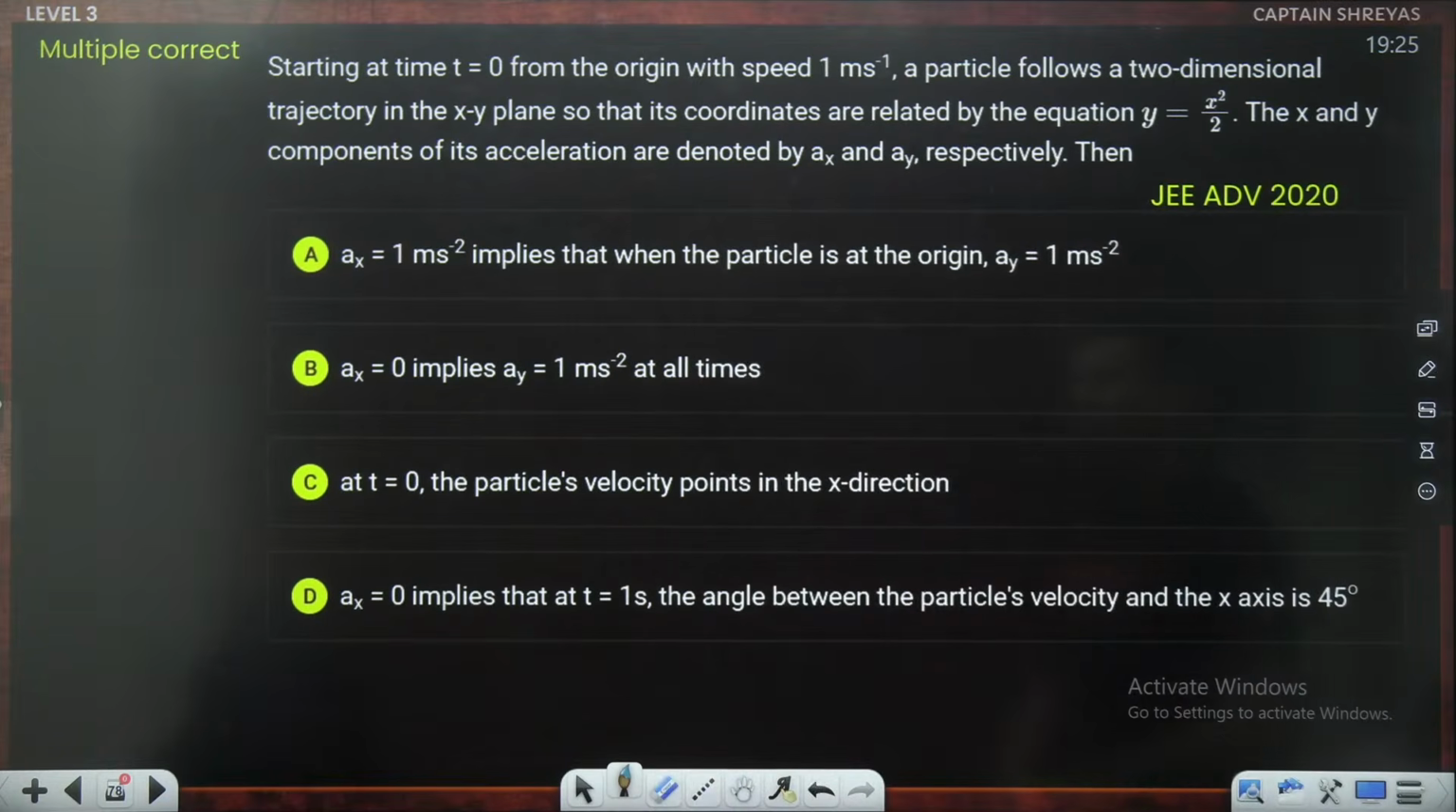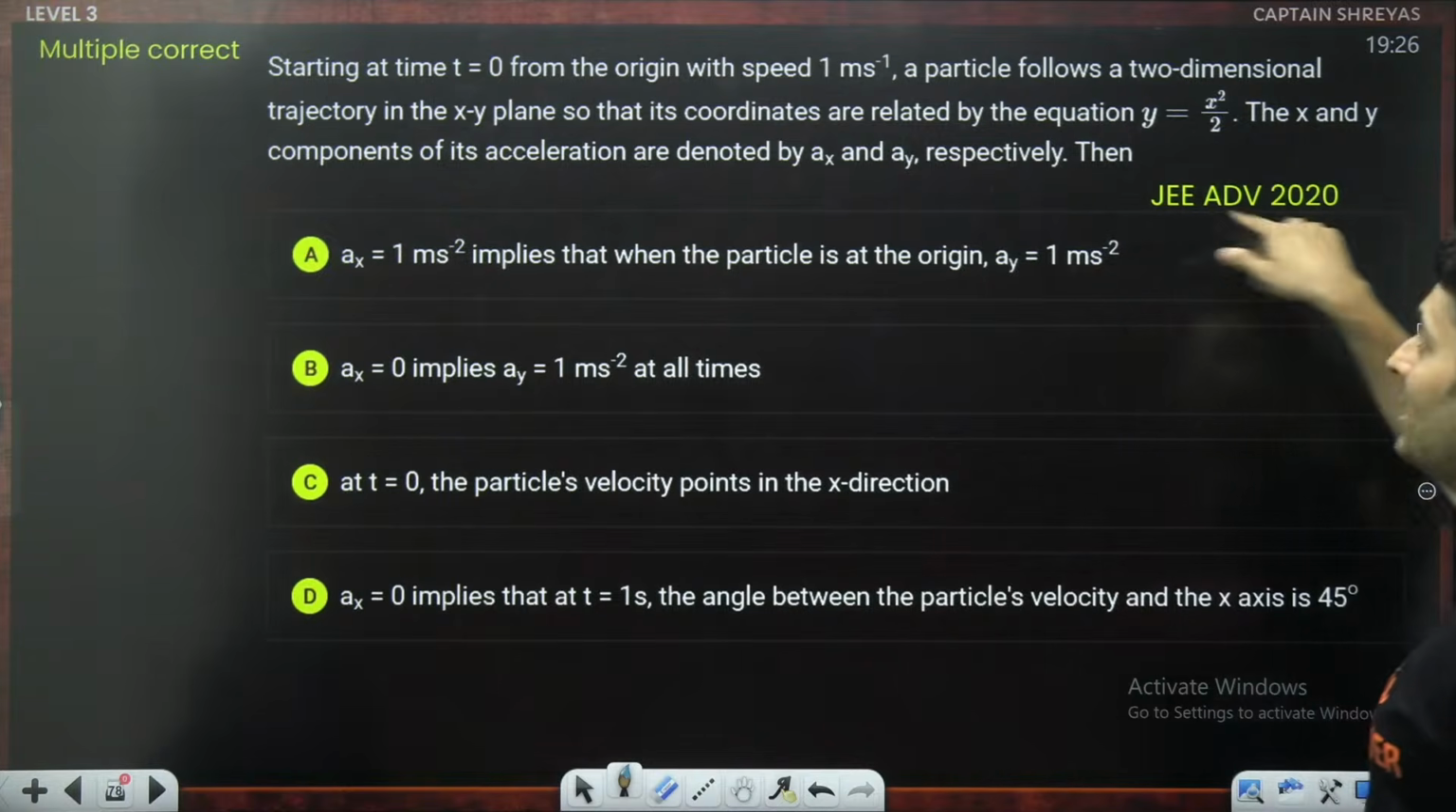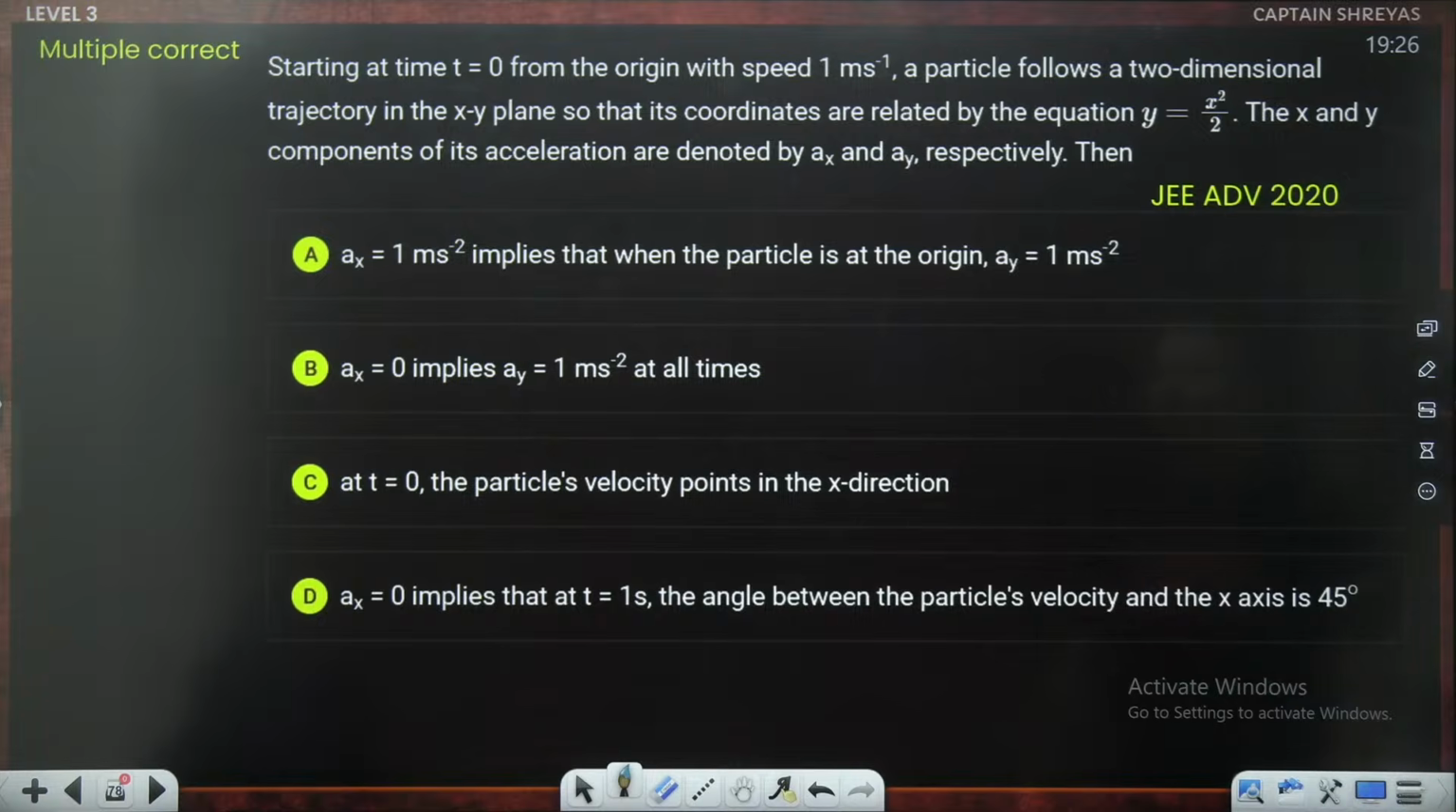This is a level 3 question. At some time from the origin, a particle follows a two-dimensional trajectory in the xy plane so that the coordinates are given by some equation. Wow, interesting. This was a JEE Advanced 2020 question. X and y components of acceleration are ax and ay respectively. The question is the following.